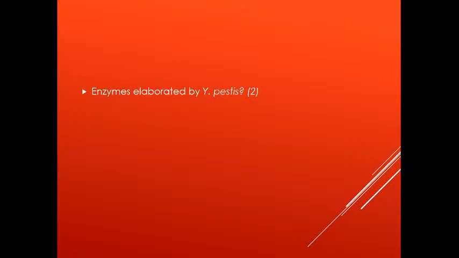Now, we have enzymes that are important to Yersinia pestis. It's coagulase and isocitrate lyase. Okay? Isocitrate lyase. And there are three types of plague, of course. Please don't forget your bubonic plague, pneumonic plague, and septicemic plague.